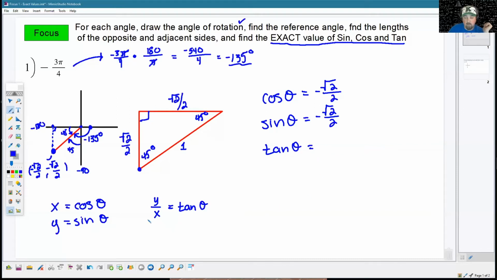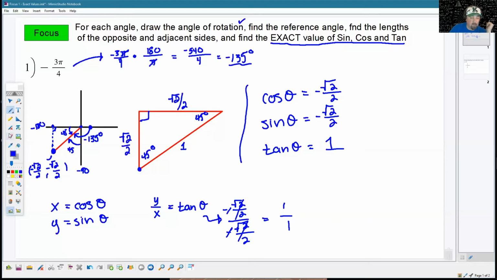So tangent, we have to take these two things and divide them. So let's write this down here. That's going to be root 2 over 2, negative root 2 over 2, divided by negative root 2 over 2. Those two things are exactly the same, so they cancel, and so do the negatives. All we end up with is 1 over 1, so tangent at this spot is 1.